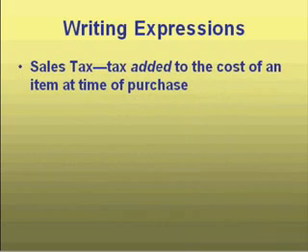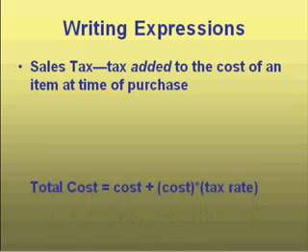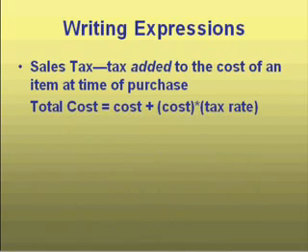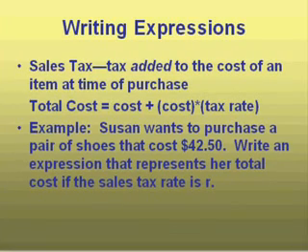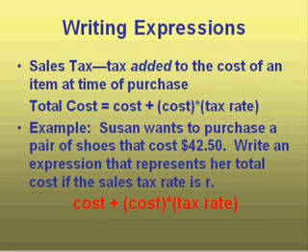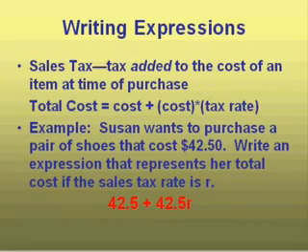Sales tax. Tax added to the cost of an item at time of purchase. Total cost equals cost plus cost times tax rate. Example: Suzanne wants to purchase a pair of shoes that cost $42.50. Write an expression that represents her total cost if the sales tax rate is R. Her total cost can be replaced with the expression cost plus cost times tax rate. This can be replaced by the cost $42.50 plus the cost $42.50 times the tax rate R.